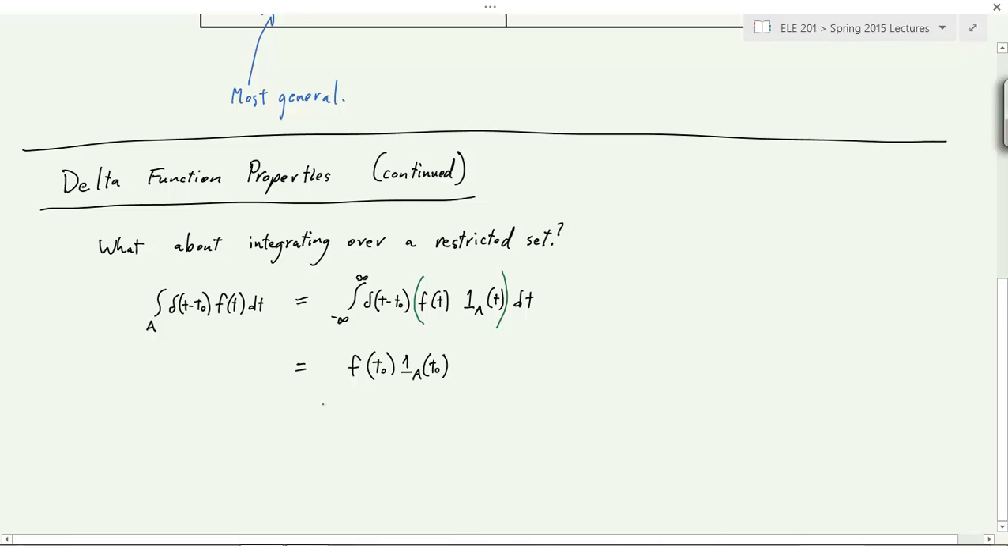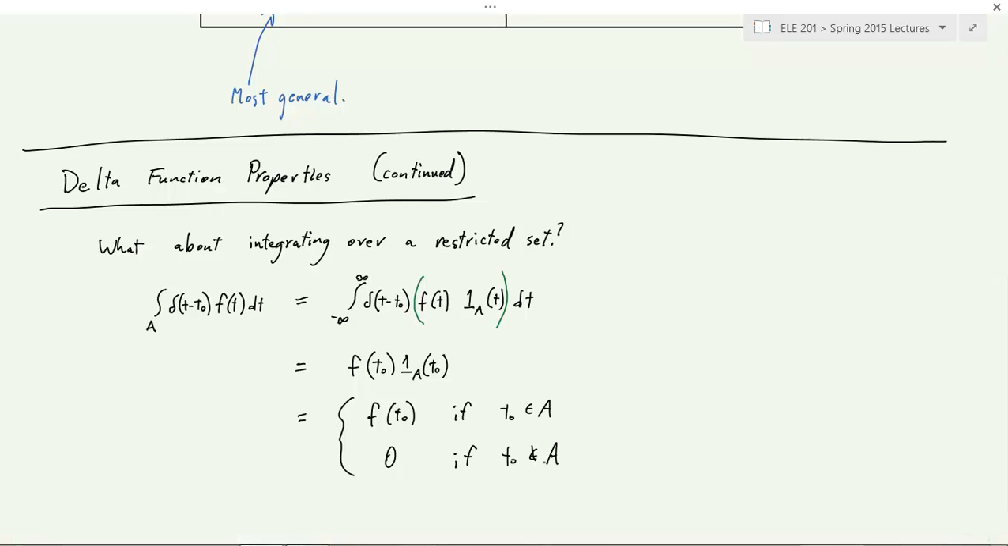Okay, which is going to equal f of t naught if t naught is in A, and 0 if t naught is not in A. So it's exactly what we said the intuition should tell us. If the delta function occurred in the set A, then you just treat it like an integral, it doesn't matter. But if it's outside of A, then the integral is not hitting your delta function.